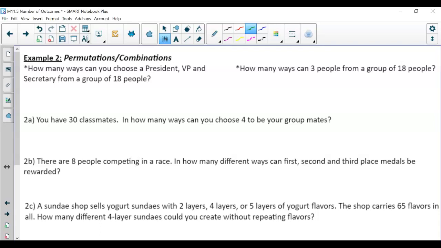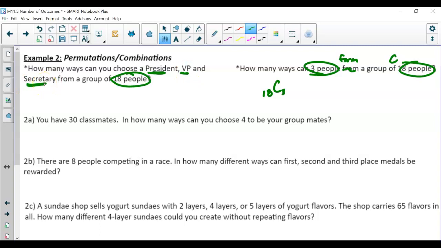So here, how many ways can you choose a president, vice president, and secretary out of 18 people? Notice how specific this is. Versus how many ways can 3 people form, oop, that's a typo, sorry, form a group out of the 18 people. So notice you're just making groups. How many combinations? So this is your combination, 18C3, versus this is very specific. Out of the group of 18 people, how many ways can you choose a president, a vice president, a secretary?